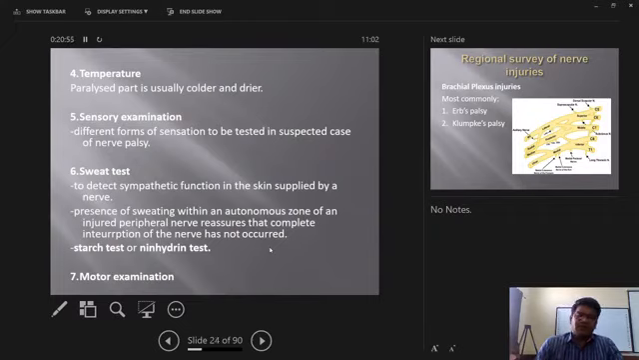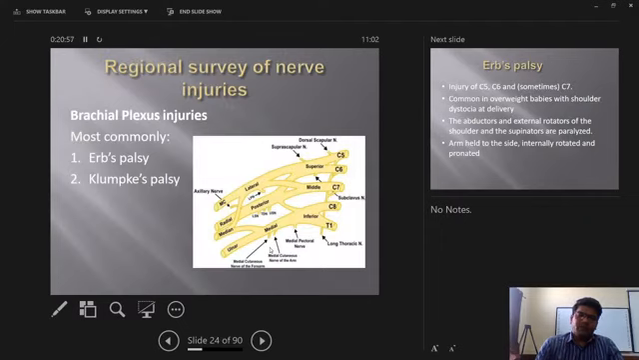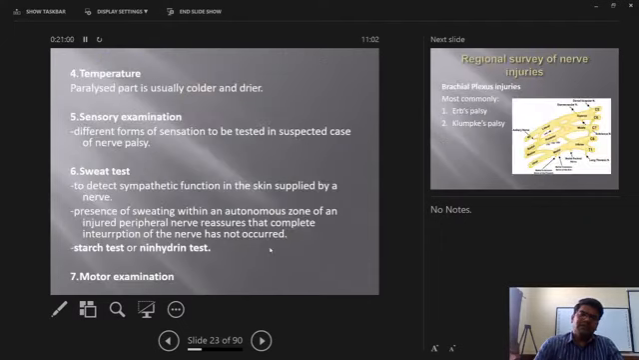So motor examination, what we do is we try to examine the individual muscles and clinically examine for the power in the muscle.